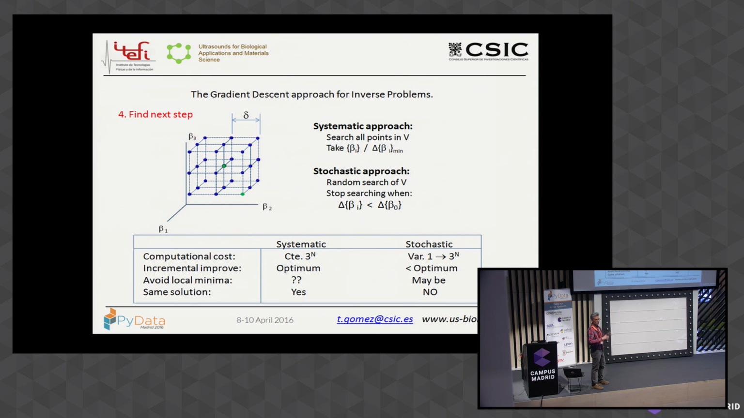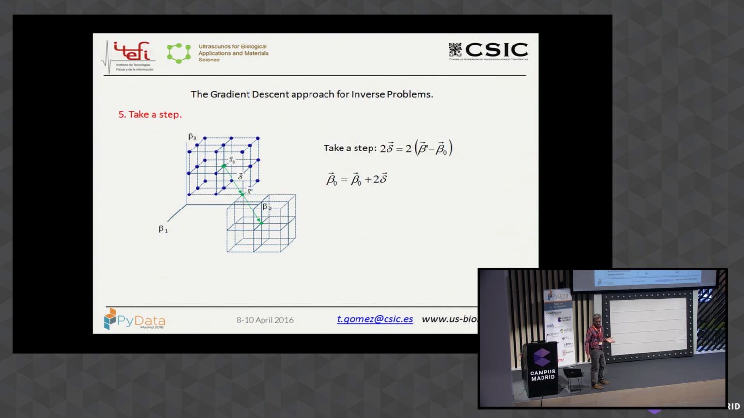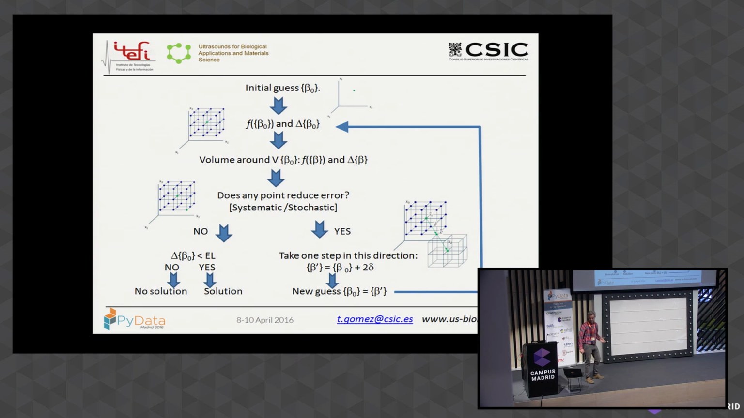Because this is a way to measure the precision of your method. Having a huge dispersion each time you run the model doesn't mean that this is not a good solution. So you find a point, either stochastic or systematic, and once you get the point, you take a step in that direction, and you start again. And this will be the summary of the whole thing. So you initially guess the volume around you, you find a point, and you go in that direction, and if the error is good enough, you can say the problem is solved. If it is not, you start again, and so on.